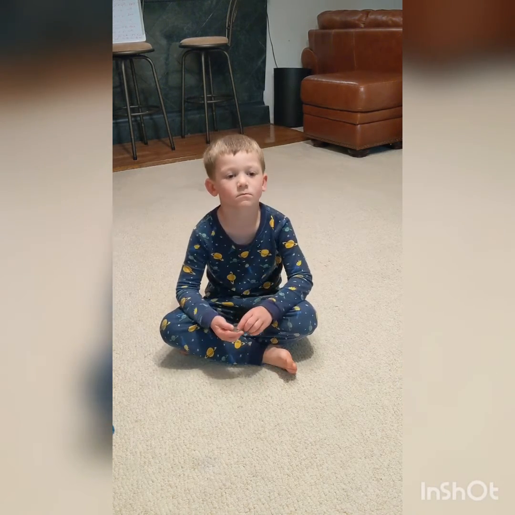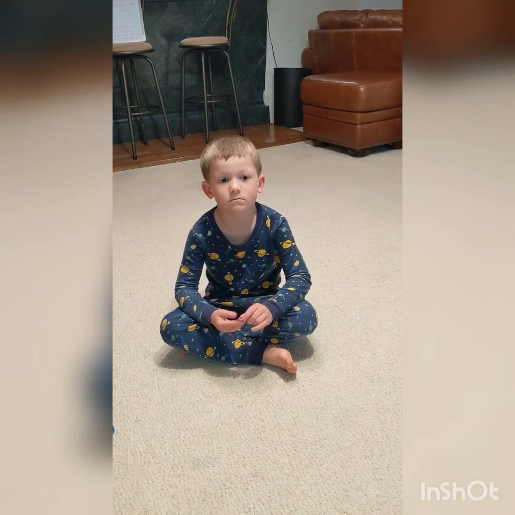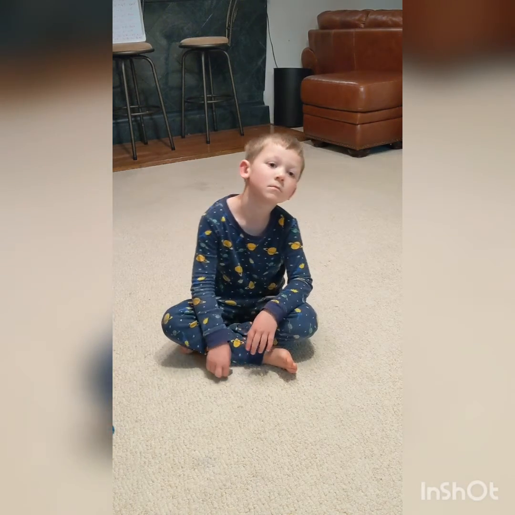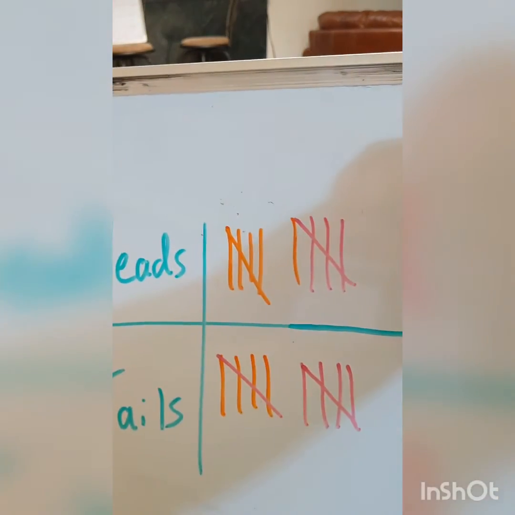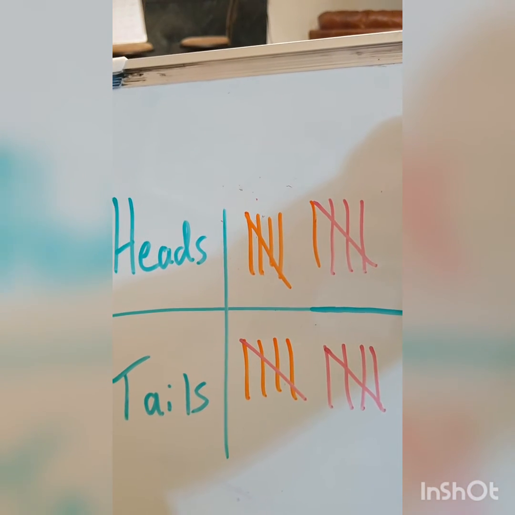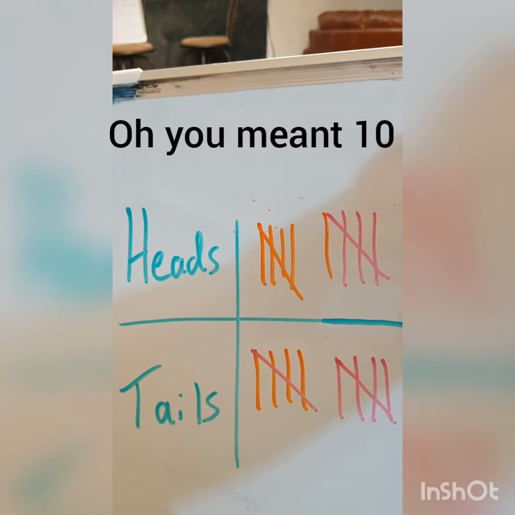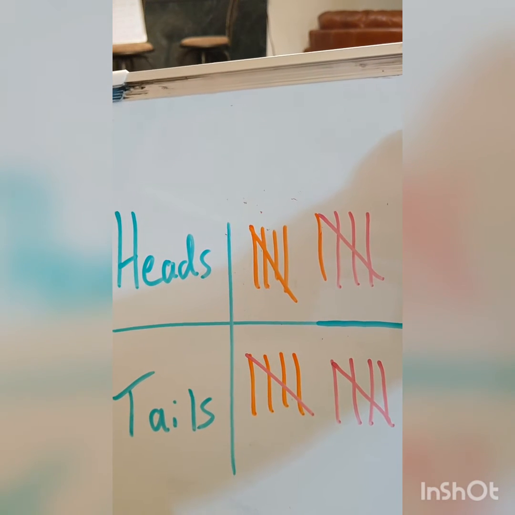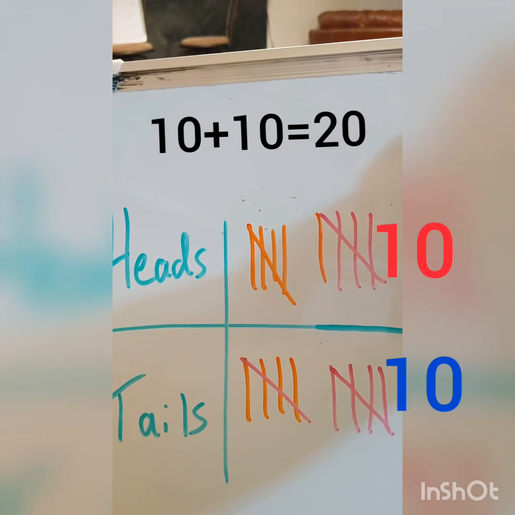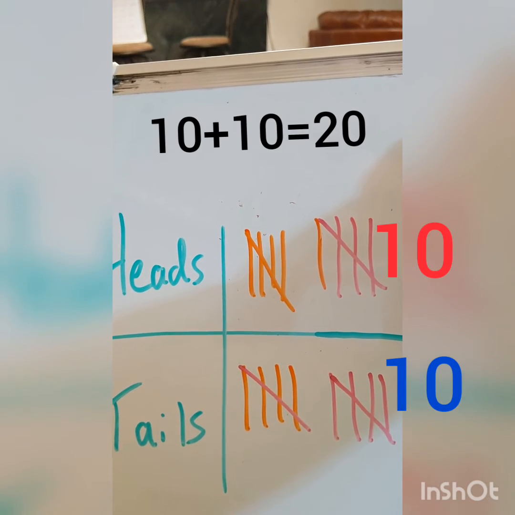What do you think? Any ideas? Do you think there's more heads, more tails? Pretty much right down the middle. Well, here are our results. 20 to 20. There were more heads the first time in the orange ones, more tails the second time in the pink ones, but overall in the end, after those 20, it added up to 20 heads and 20 tails.